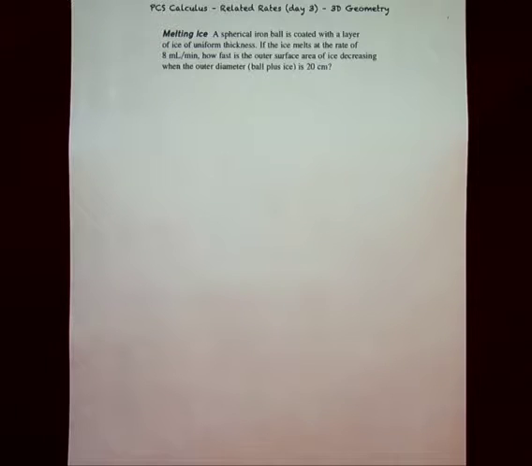Alright, this is the final video for the 3D geometry related rates problem. Let's go ahead and jump right in. A spherical iron ball is coated with a layer of ice of uniform thickness. If the ice melts at a rate of 8 milliliters per minute, how fast is the outer surface area of the ice decreasing when the outer diameter, ball plus ice, is 20 centimeters?